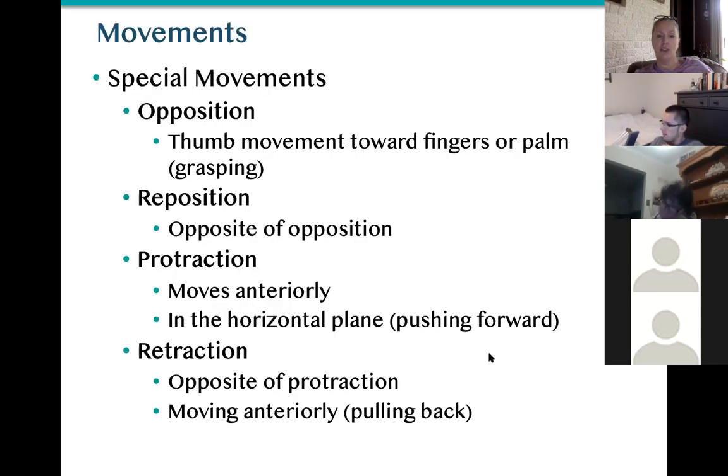All right, other special movements. The thumb moving towards the finger. It opposes the finger. So bringing your thumb to your fingertips, like for a grasping motion, is opposition. Reposition is going back, okay? You can protract out your jaw and retract your chin in. Protract and retract, like a protractor moves out, okay?